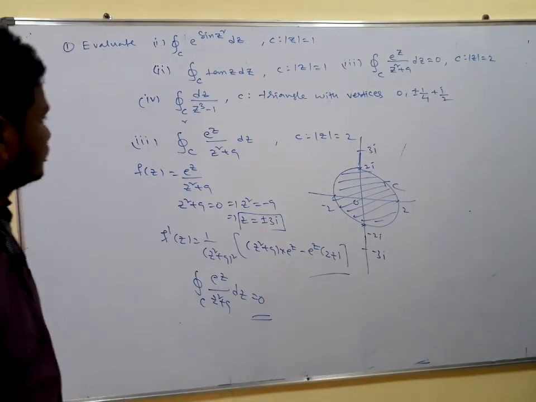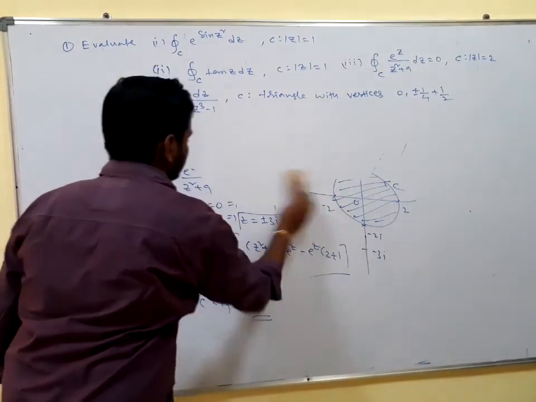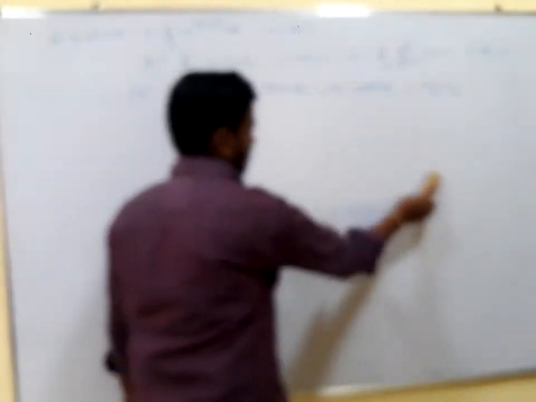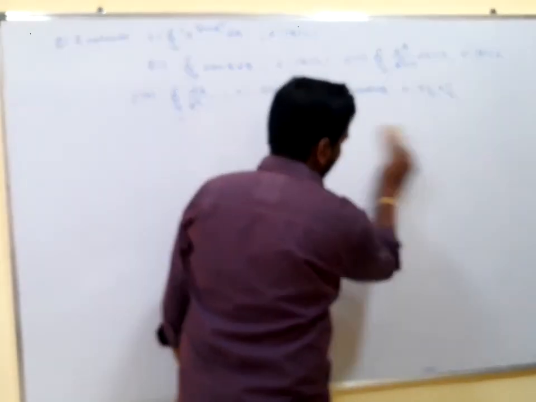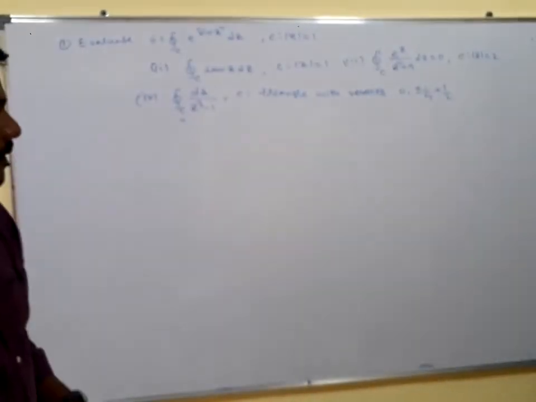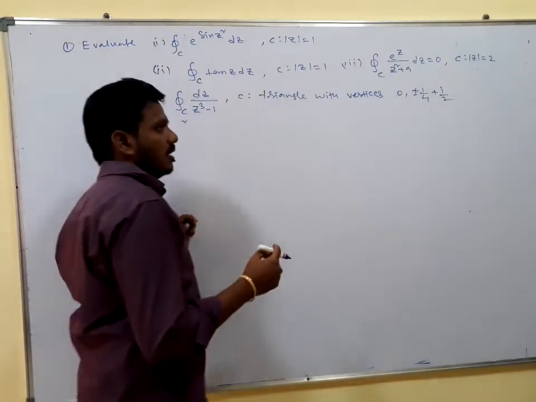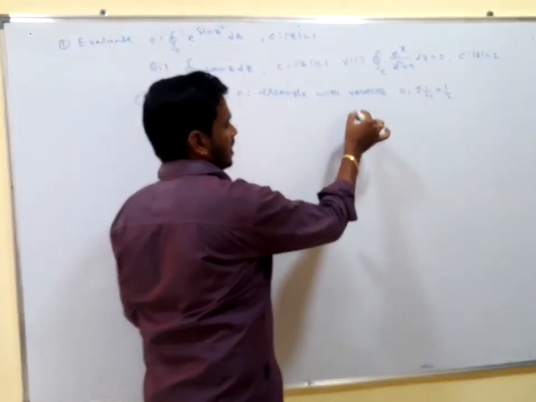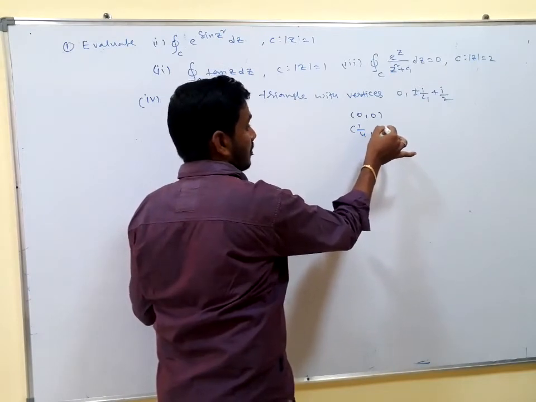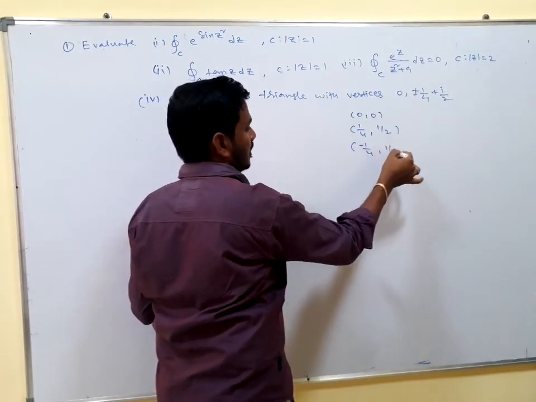Next, we go for the fourth problem. Yes, up to now we have taken circles, no? Now here there is a different region, that is a triangle. See the triangle, the vertices are 0 comma 0, 1 by 4 comma 1 by 2, and minus 1 by 4 comma 1 by 2.